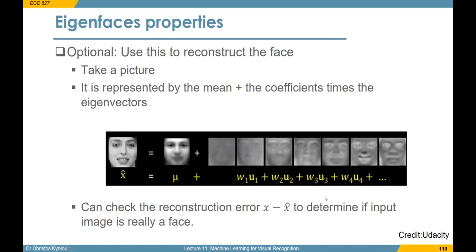But there's a side product to this. Let's say, for example, that we give it an image of not a face, but, I don't know, an apple or a bicycle, and we decompose it in that way. If we want to reconstruct it back, the reconstruction will not be good because these eigenfaces encode components that are found in a face. So if we try to reconstruct something that is not a face, then the difference between the input image and the reconstruction will be high. So we can use this technique also to validate whether we have a face image or not.